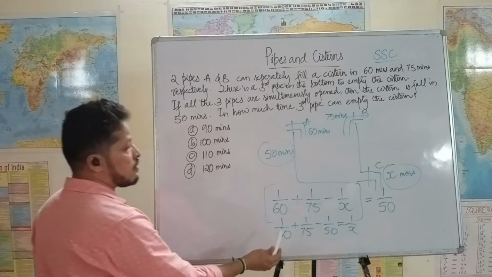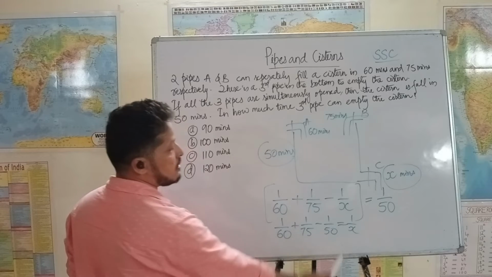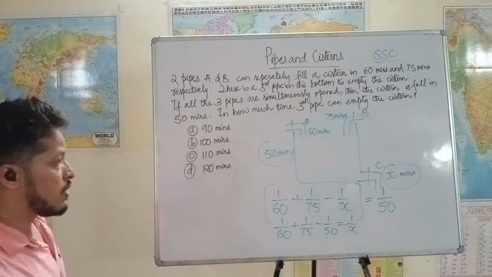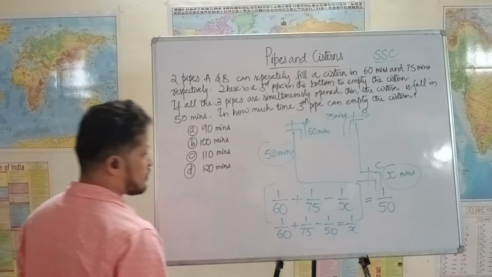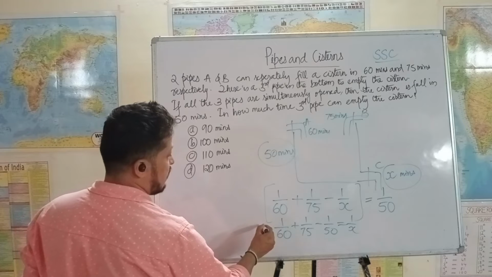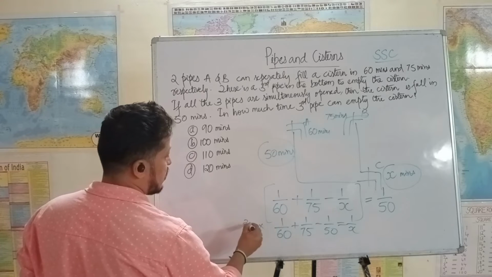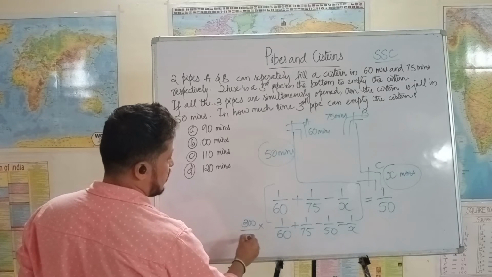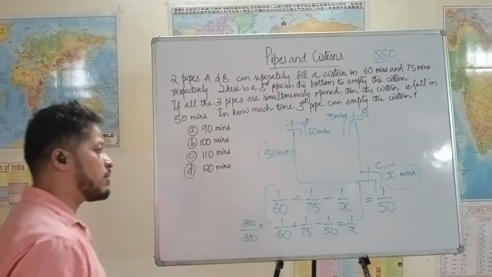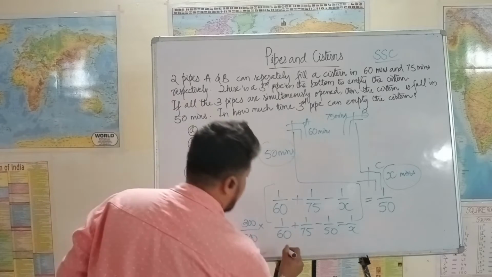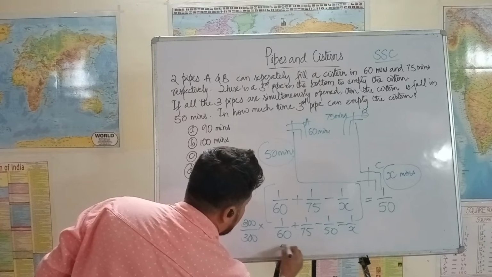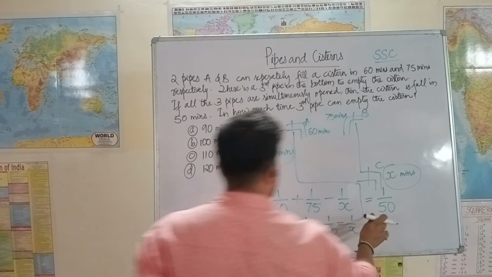So we have the denominators 60, 75 and 50. The LCM would be 300. So let's multiply and divide by 300. Then what happens? Let me write it here.